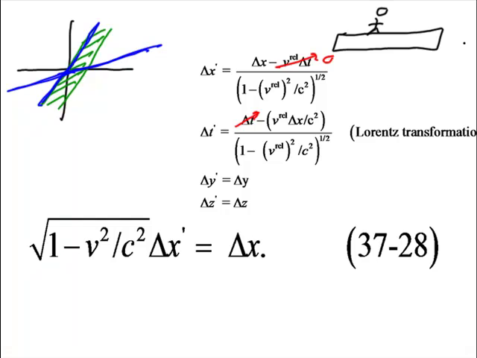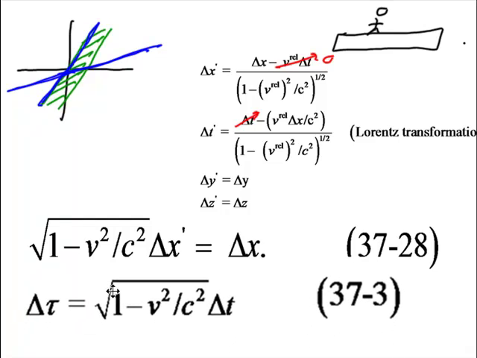The same idea is what caused clocks to move slow. Delta tau was the square root of 1 minus v squared over c squared times delta t. Less time passed on the moving clock. This time, the key idea is that these were at the same position in the moving frame of reference, but 2 different positions in the quote-unquote rest frame of reference. These were at the same time in the rest frame of reference, 2 different times in the moving frame of reference.